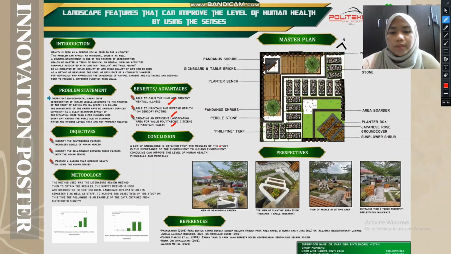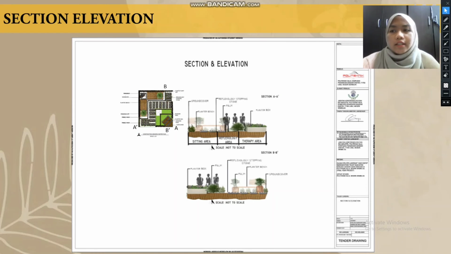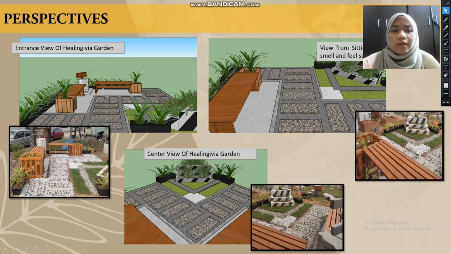Okay, here are our perspective, our view of planting, our center, and also the entrance. Here we also have the methodology we use to fulfill the needs of the students in Polytechnic Nilai. Okay, next is section elevation, which is section from A to A prime and also B to B prime. Next is perspective of our gardens. We have entrance view of Feeling Year Gardens, center view of Feeling Year Gardens, and also view from sitting area and planting area, which is smell and feel sensory.